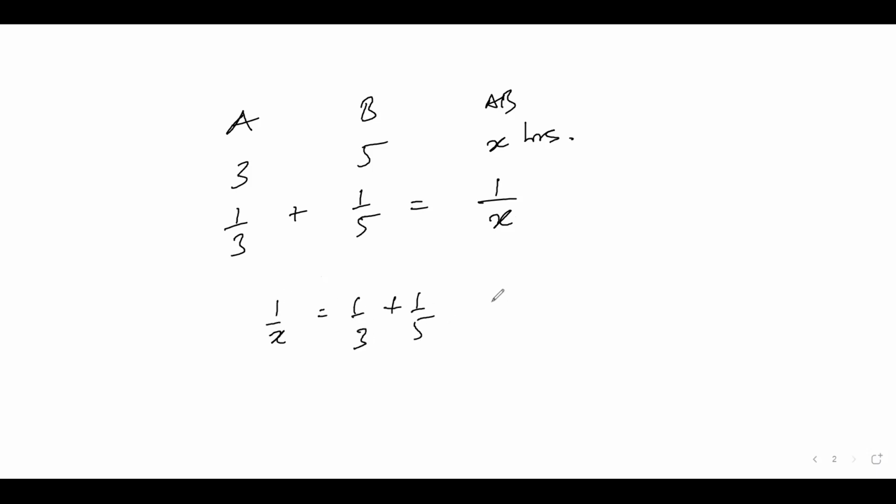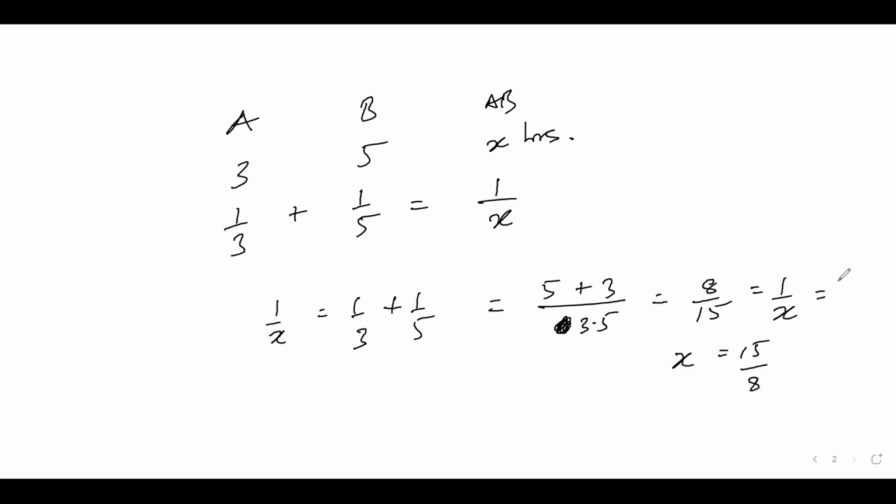So again, 3 times 5 is 15. This time I can take the product of A and B, meaning 3 into 5. 3 goes into 15 5 times, and 5 goes into 15 3 times. So I got 8 over 15, which is 1 by x. And therefore, x is 15 over 8. And remember, this 8 over 15 is nothing but (a + b) upon ab. And that is the expression we finally get: ab upon (a + b).